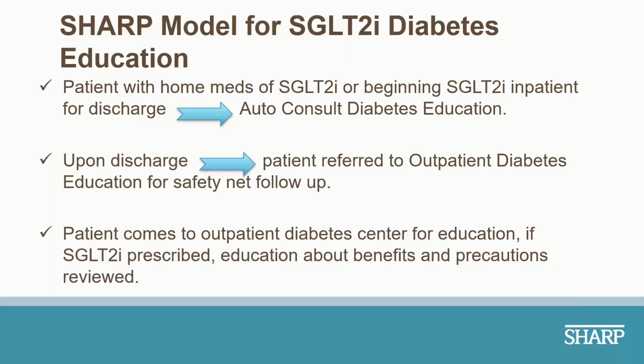Also, upon discharge, the patient is going to be referred to our outpatient diabetes education for safety net follow-up, making sure that they are on this medication, they do understand what they need to be careful of, and also the benefits. And then lastly, if a patient comes into our outpatient diabetes center for education and they have an SGLT2 inhibitor prescribed, the education about benefits and precautions are reviewed with every one of our patients and documented.